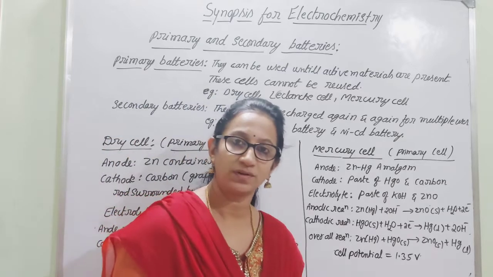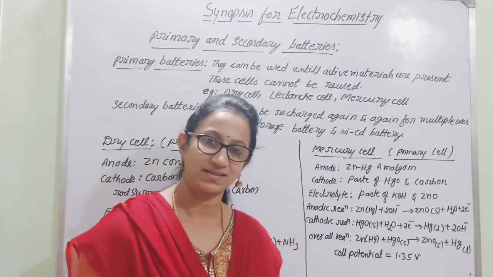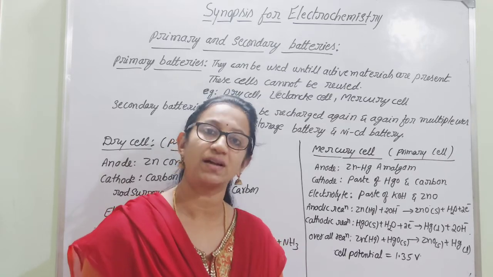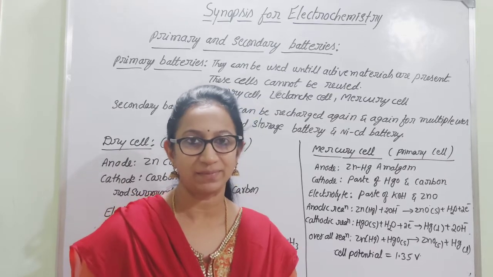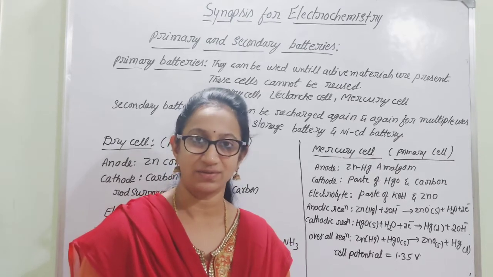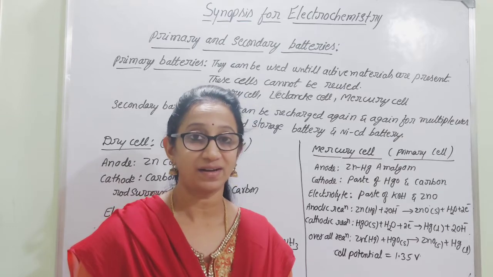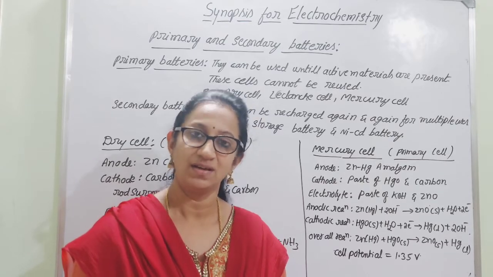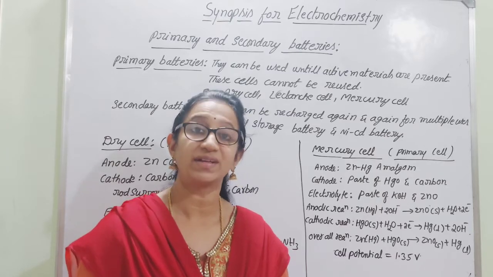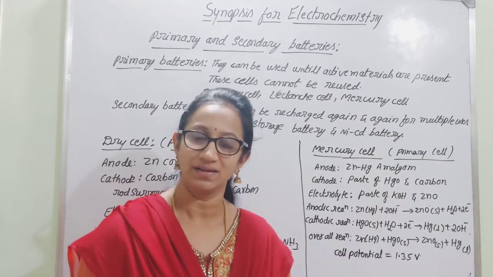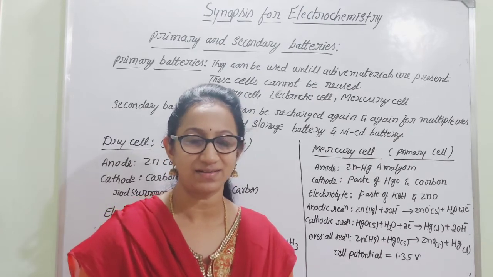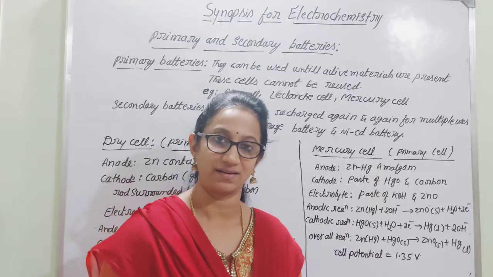Next topic, we can move on to primary and secondary cells. What are these primary and secondary cells? Primary cells are those which cannot be recharged again. Once the active materials are consumed during the process, they cannot be used again, so they cannot be recharged. Whereas secondary batteries are those in which we can make the reaction happen in both directions so that we can recharge them again and again. Therefore, primary cells cannot be recharged, whereas secondary cells or batteries can be recharged.